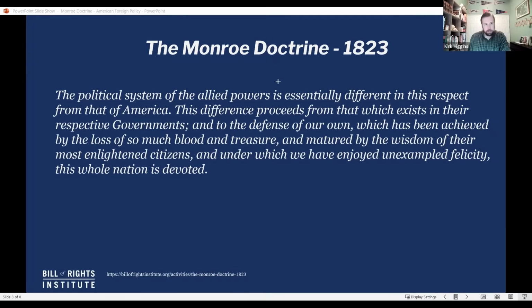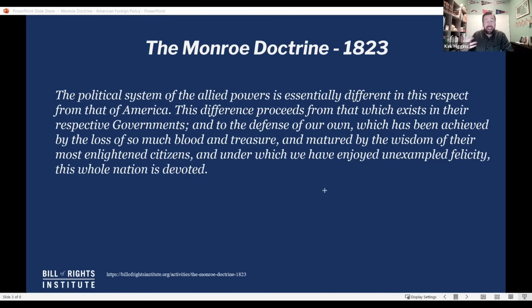So the first section we're going to look at here speaks directly about this ideological sense that I was talking about earlier. Monroe says, "The political system of the Allied powers is essentially different in this respect from that of America. The difference proceeds from that which exists in their respective governments, and to the defense of our own, which has been achieved by the loss of so much blood and treasure, and matured by the wisdom of their most enlightened citizens, and under which we have enjoyed unexampled felicity, this nation is devoted."